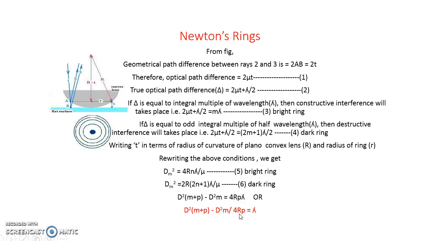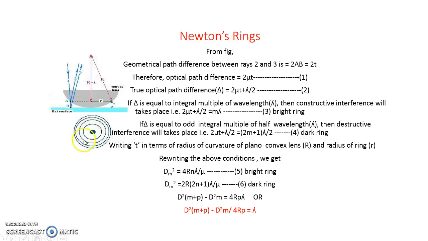In this case, capital R is the radius of curvature of the plano-convex lens, which should be known to us, and p is the ring number. So by measuring the diameters of the (m plus p)th and mth dark rings, you can find the wavelength of the light source. Not only this, by knowing the wavelength, you can also find the radius of curvature of the plano-convex lens. So in short, these are the mathematical equations of Newton's ring theory.